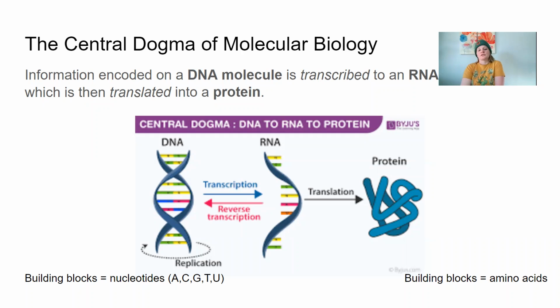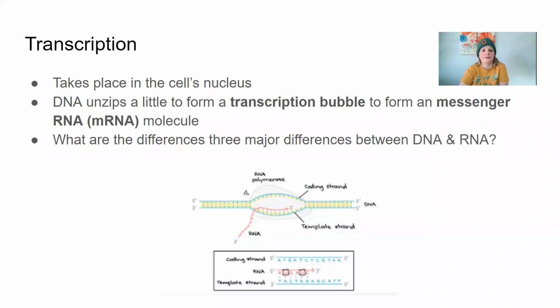Okay, and just as a reminder, way back to chapter 3, when we were talking about biomolecules, the building blocks of our nucleic acids, so our DNA and our RNA, our nucleotides, we call these by their short names, which is A, C, G, T. And if we're talking about RNA, we're going to use U instead of T. And then our protein building blocks, those are our amino acids. So now that we remember all that, let's start talking about all this stuff.